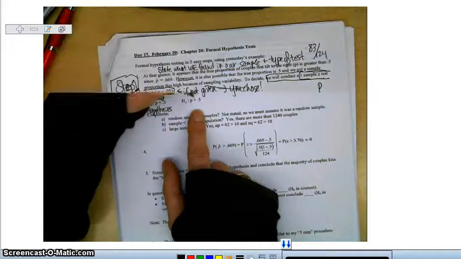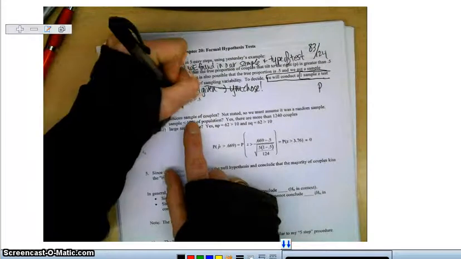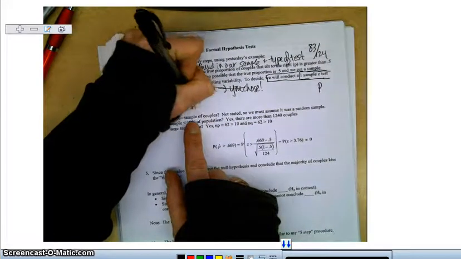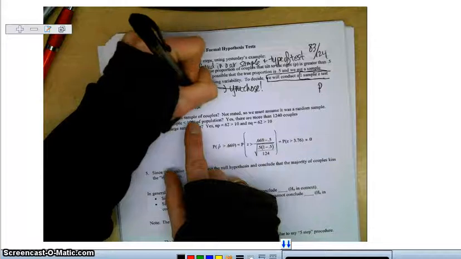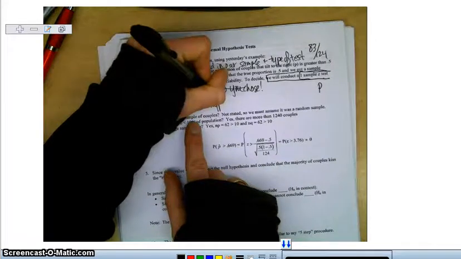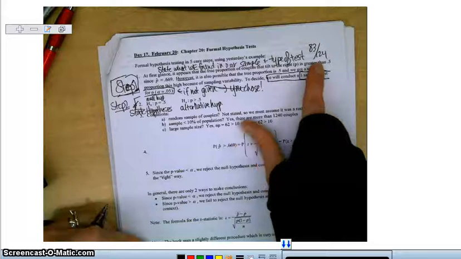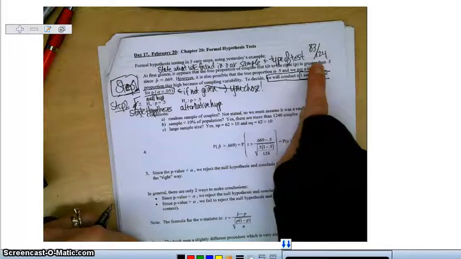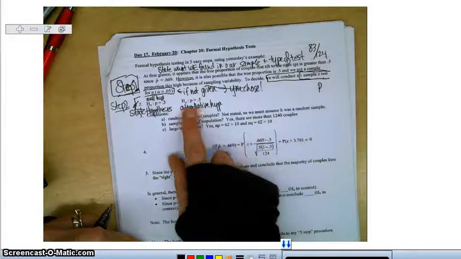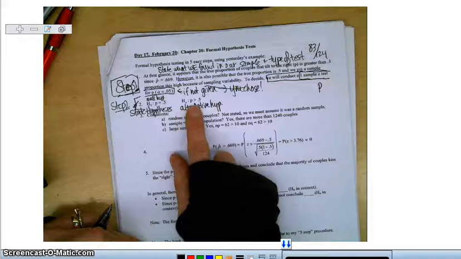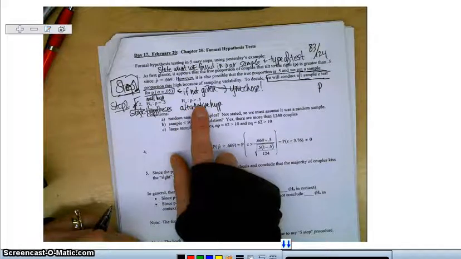What I think based on my sample is called the alternative hypothesis. And it's what I think based on my sample. My sample was greater than 0.5, 50%, so I will say the alternative is that the true proportion of people who tilt to the right when kissing is greater than 0.5.